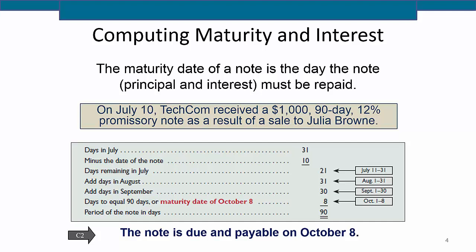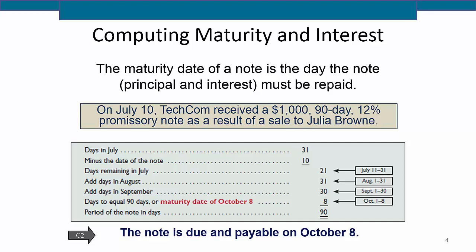As a simple example, a 5-day note dated June 15 matures and is due on June 20. You never count the date the note is signed. The note starts accruing interest on June 16. June 16, 17, 18, 19, and 20 add up to 5 days.